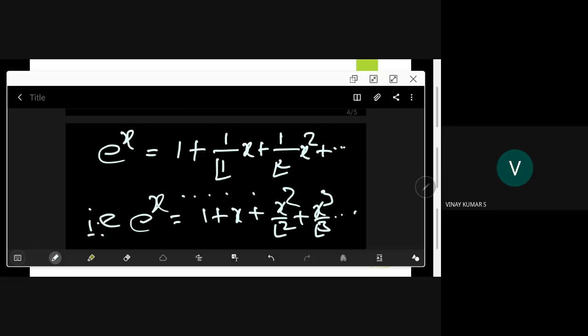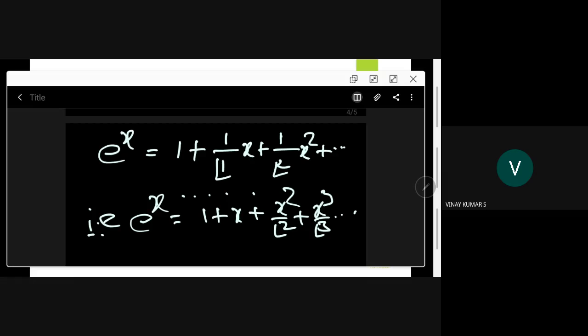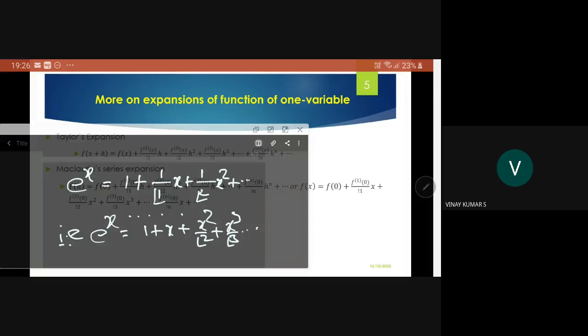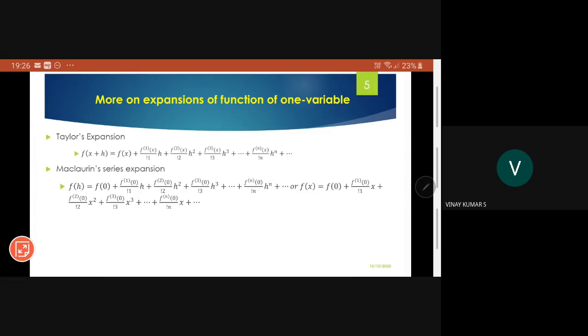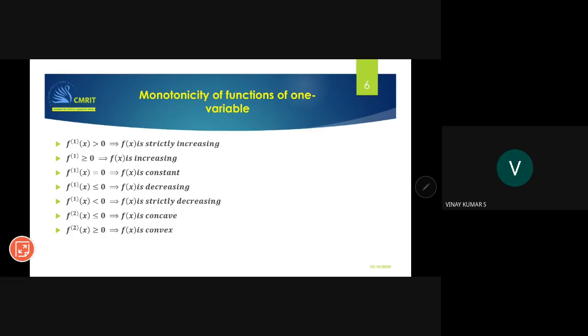Fine. Right, this is what we have for this one, as well as sin x, cos x, log 1 plus x; we knew about their expansions. Standard expansions you can find, you can see that in the material that I am giving. Now, this is what Taylor series and Maclaurin series expansions are, for functions of one variable. Now, when it comes to the uses of derivative, I'm talking about monotonicity.